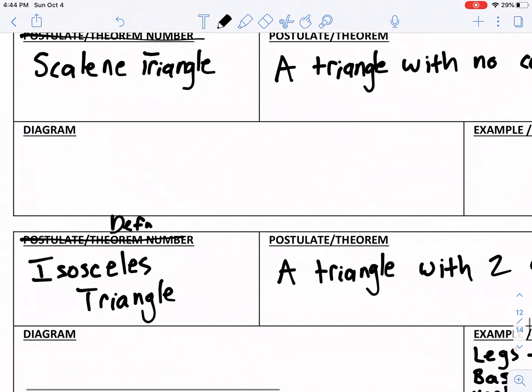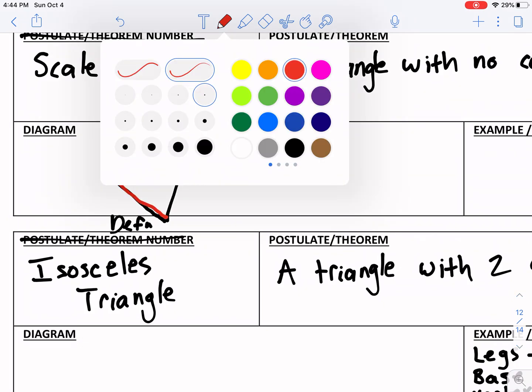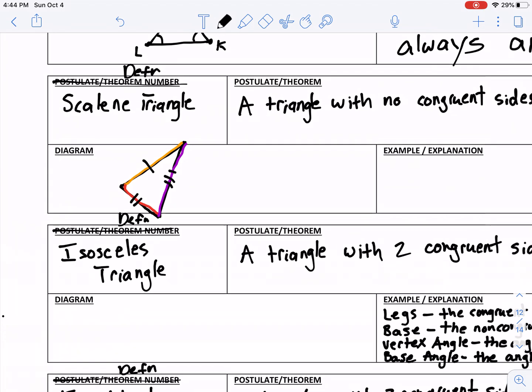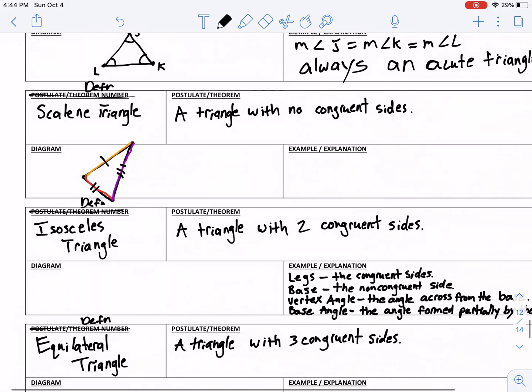So a scalene triangle, maybe we would have something like this. Maybe extend that out a little bit more. There we go. So all that's saying there is that this side, and this side all have different measures. In other words, they don't have the same length. So this measures some length, this measures a different length, and this measures a different length. Okay, so that's a scalene triangle. It's a triangle with no congruent sides.